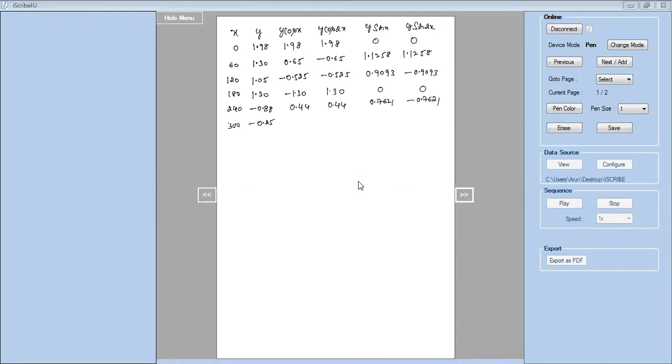Then finally, the last value 300, where y is minus 0.25. So y cos x comes around minus 1 by 2, it is minus 0.125. Then plus 0.125. This is 0.2165.